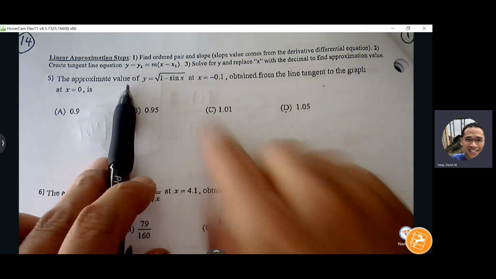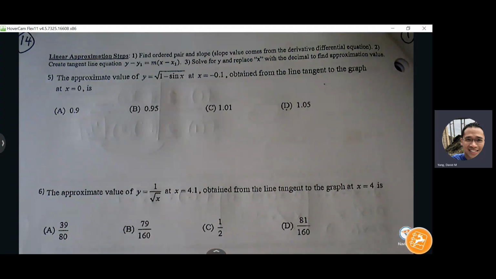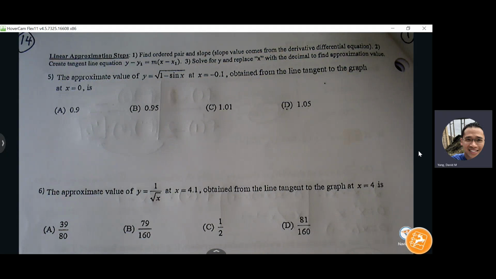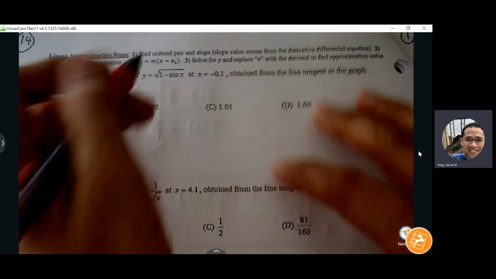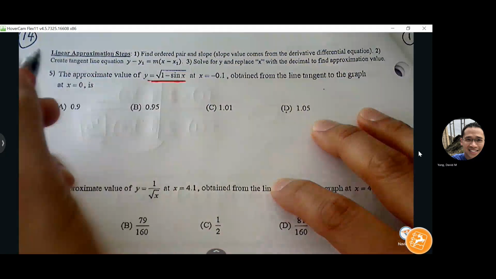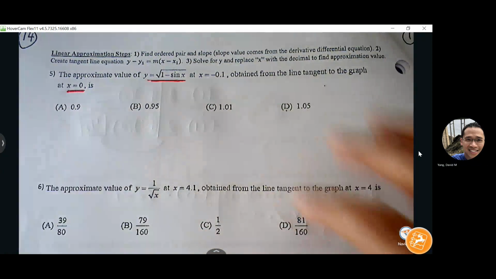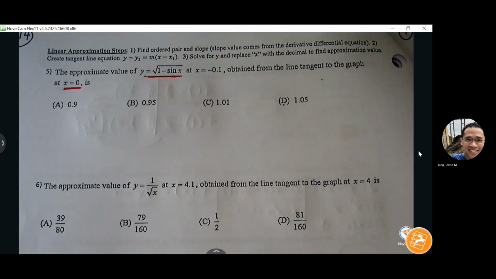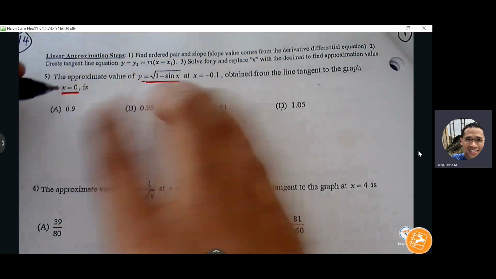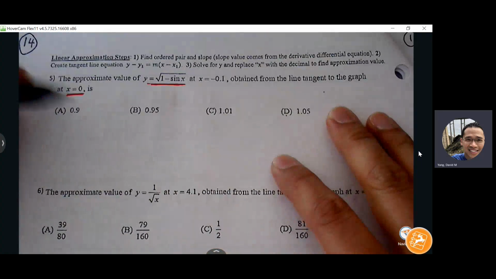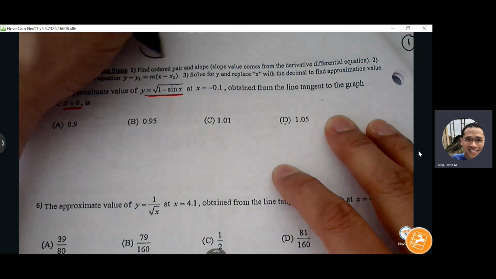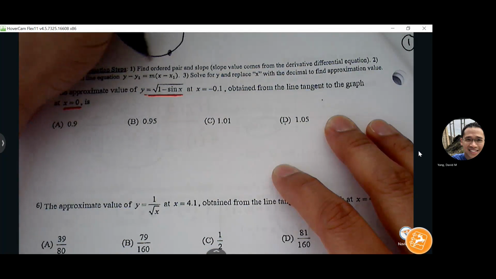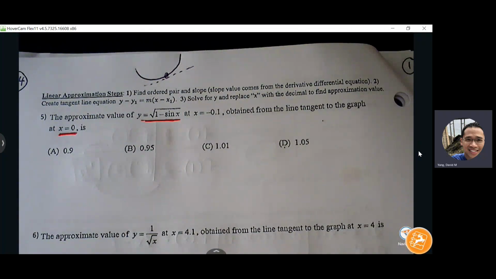Okay, so number five, it says the approximate value of y equals root of 1 minus sine x at x equals negative 0.1 is obtained from the line tangent to the graph at x equals 0. So right now, we're just going to focus on the curve and the x value. Don't worry about the decimal. We need to gather the ordered pair and the slope so we can build the tangent line equation. Whatever this curve looks like, we're trying to figure out the equation of this tangent line so that we can use it to make an approximation of the curve.